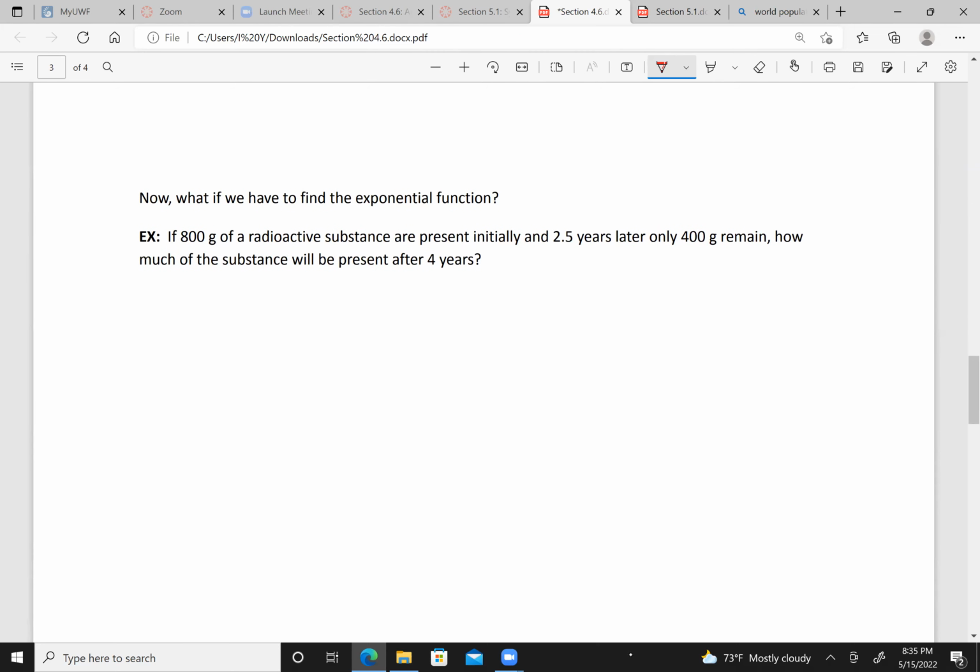Now what about an exponential decay function? So if 800 grams of radioactive substance are present initially, and 2.5 years later only 400 grams remain, how much of the substance will be present after 4 years? So we're talking exponential, we're talking y equals y sub 0 e to the kt. And we know our initial amount is 800 e to the kt.